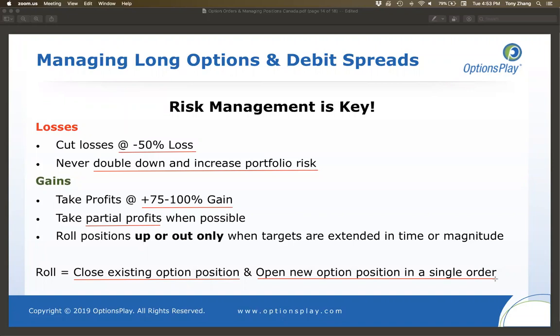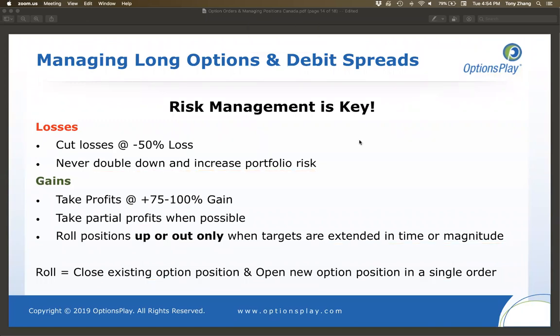So when we roll, we can either roll up or out. Up means we're rolling to a higher strike. Out means we're rolling to a further expiration. You only want to do that when you have extended targets either in time or in magnitude. Now I'm going to go through a few examples of this to show you what I mean by that.